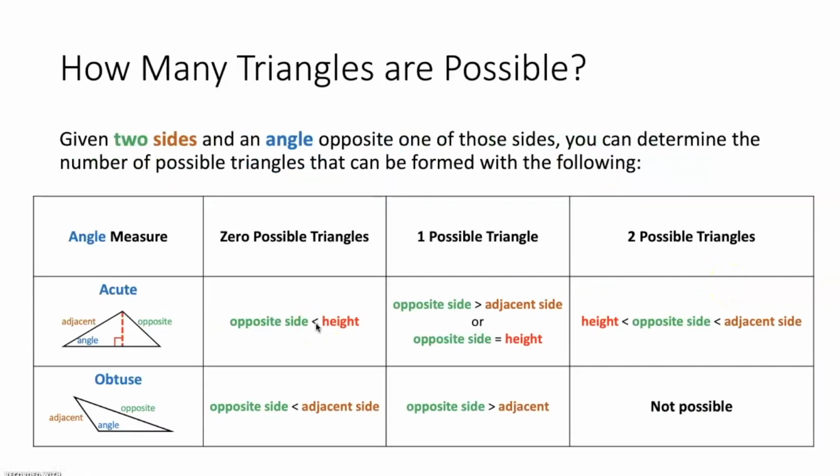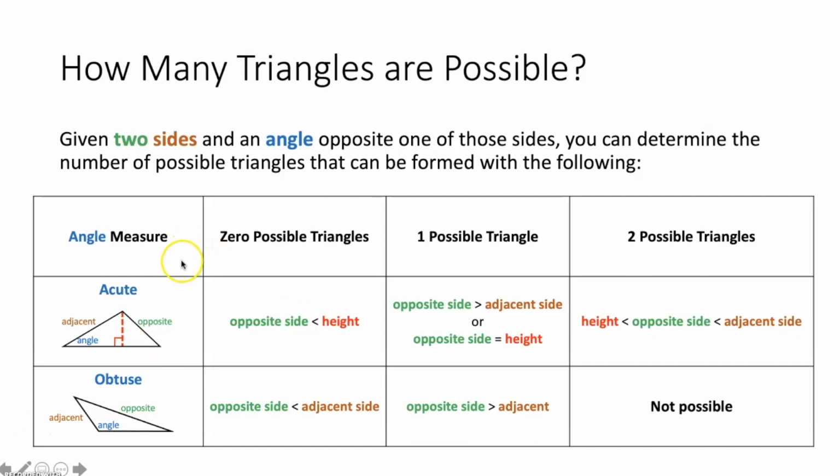Now let's talk about how many triangles are possible. So today you're going to be given a certain amount of information. You're going to be given two side lengths and an angle opposite one of those side lengths. And you're going to be tasked with determining, will this given information produce 0, 1, or 2 possible triangles? Well, this is the chart you're going to use to figure that out.